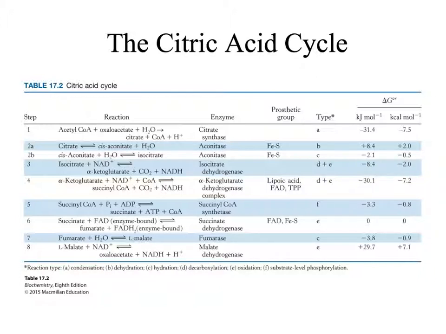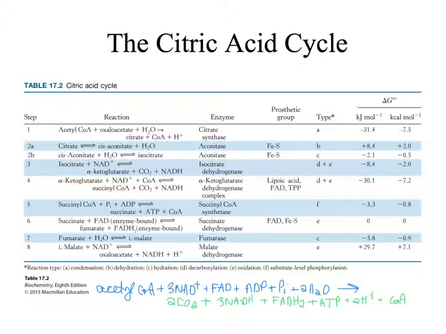But if you look at these overall, let's just highlight the net reaction that's taking place for the citric acid cycle. So acetyl-CoA plus 3 NAD plus FAD plus ADP plus the inorganic phosphate plus 2 water. These are the reactants, net reactants. And our products: carbon dioxide, 2 of those, 3 NADH, 1 FADH2. Those are our electron carriers. 1 ATP equivalent, 2 protons, and coenzyme A.